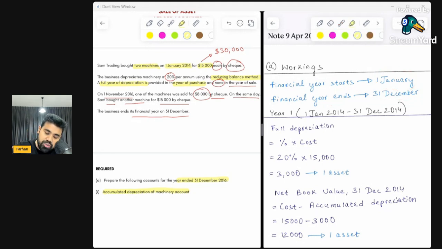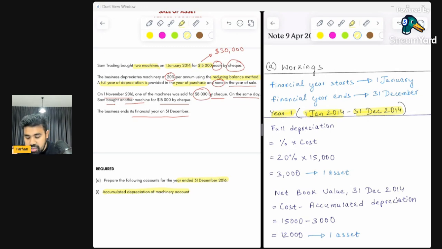So as we understand, the two assets were purchased on 1 January 2014, which also happens to be the beginning of the financial year of the business we're working with. So year one for this asset will therefore be from 1 Jan 2014 until 31 December 2014, which are the 12 months that the business operated in 2014.